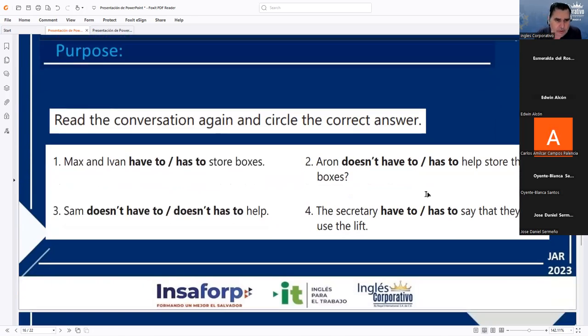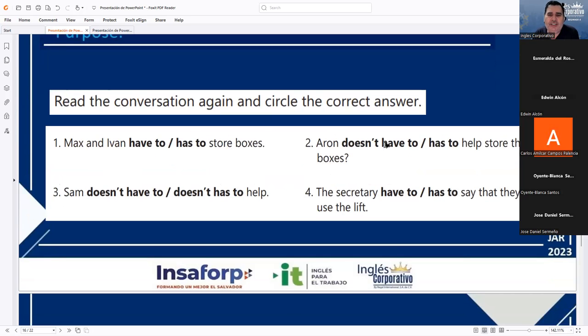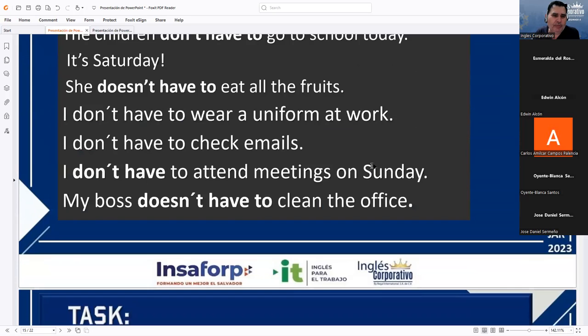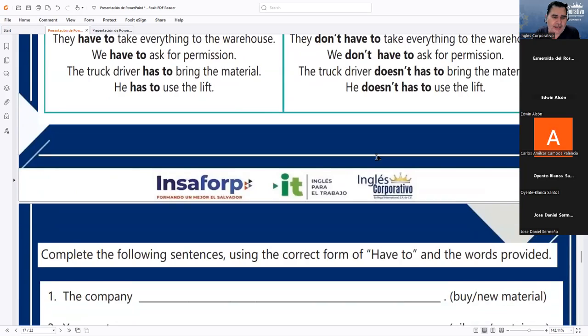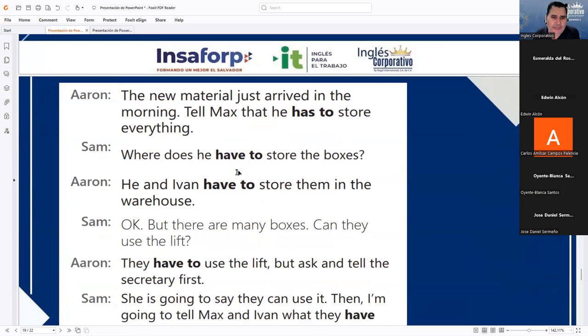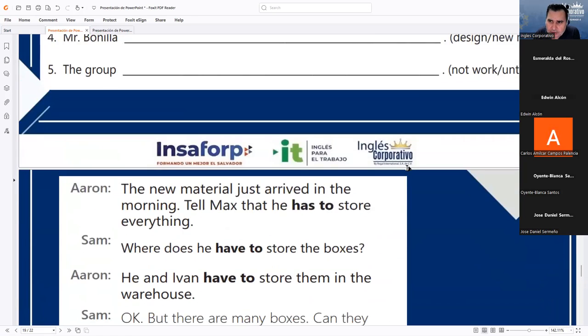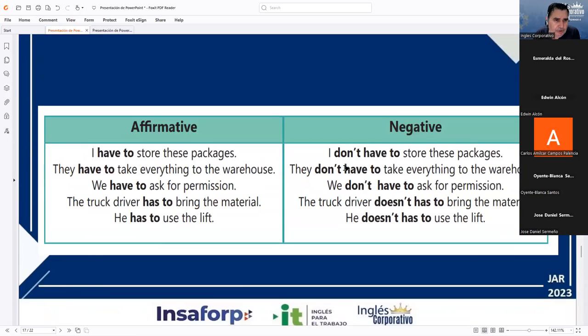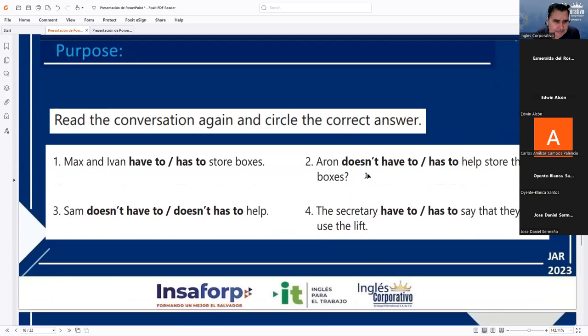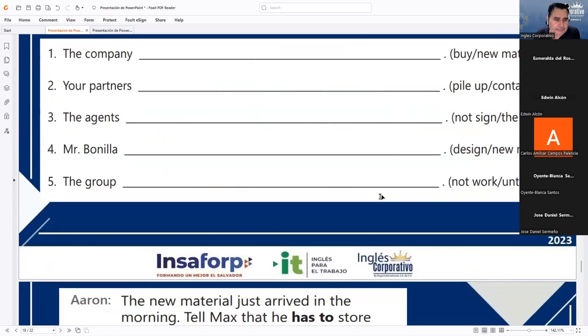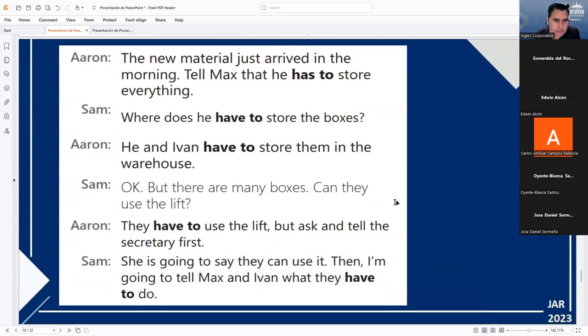Okay. Read the conversation. You say, teacher, what conversation? The conversation that is here, this conversation. We're going to practice, we're going to read this conversation. Sorry that the order is a little strange. Okay, check over here. This is a conversation between Aaron and Sam. Here they are talking about obligations.